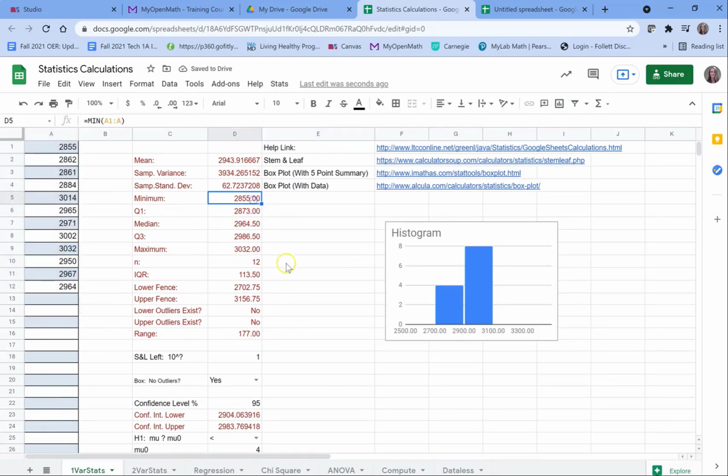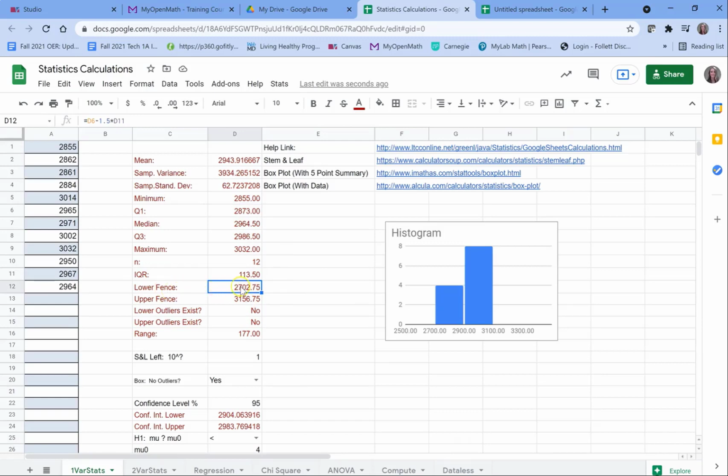Your minimum is 2,855. Quartile 1, 2,873. Median, Q3, and then your max. So that's your 5-number summary right there. Your IQR is right here. Q3, you can double check if you want, but Q3 minus Q1. You can also see that's the formula. So D8 minus D6. Do not change those formulas. I added these for you.